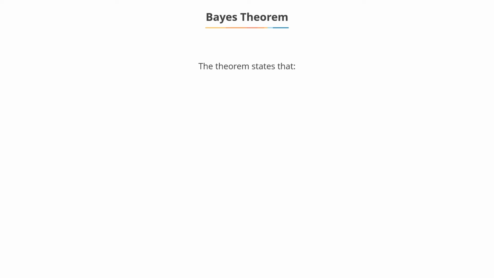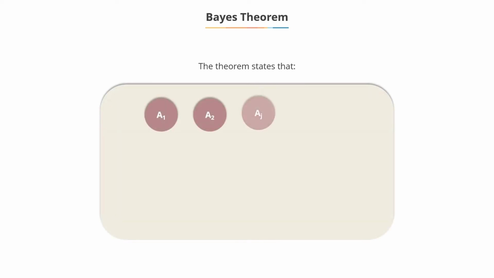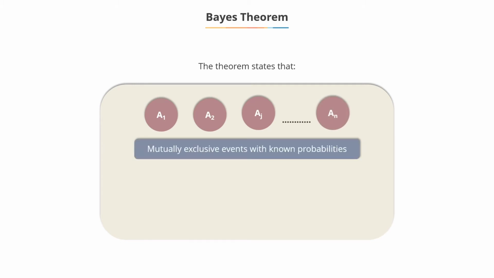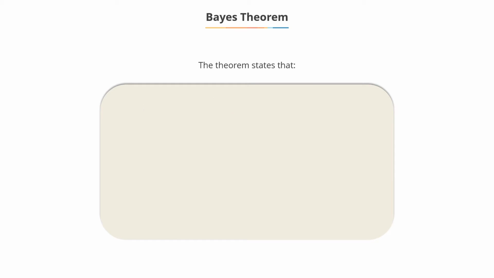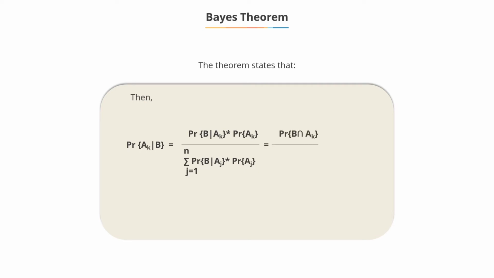The theorem states that, suppose A1, A2, Aj up to An are n mutually exclusive and totally exhaustive events with known probabilities. Suppose B is another event, and the probabilities of B given Aj, where j equals 1 to n, are known. Then Bayes' theorem is as shown. The probability of Ak given B is the ratio of the simultaneous probability of Ak and B to the probability of B. In other words, it is the fraction of times when Ak also occurs whenever B occurs.